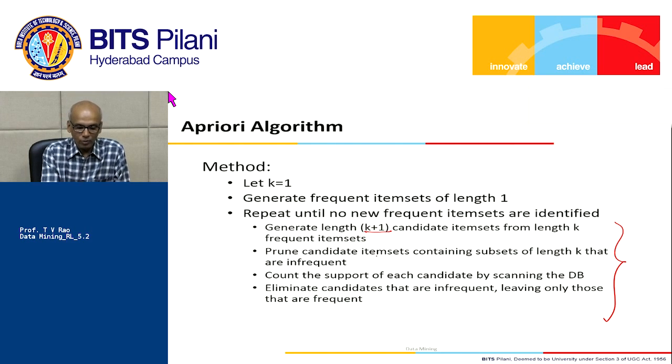So you need to do pruning at every step, and then you look at the support for each of the candidates by scanning the database. So each time you are increasing the size of the item set, you are eliminating the item sets that are infrequent, and you continue with only the frequent item sets. At some point you realize, maybe when k is equal to 10, that there is no item set of size 11 with sufficient support. So you are not finding any new frequent item sets, and you terminate the algorithm.